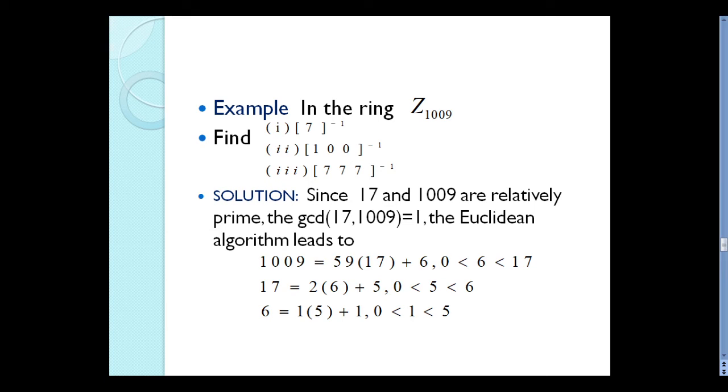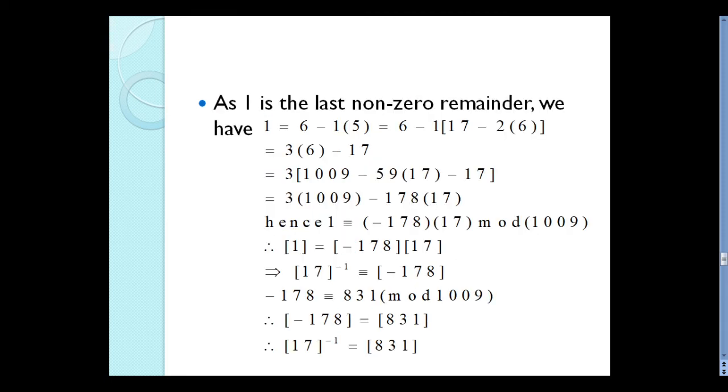17 - 2 into 6 is equal to 5. So instead of 5 we can write this one. Here I have substituted, instead of 5, 17 - 2 into 6. So when you simplify this, minus 17 plus 2 into 6. Already here 1 6 is there. So when you add, you get 3 into 6 minus 17.